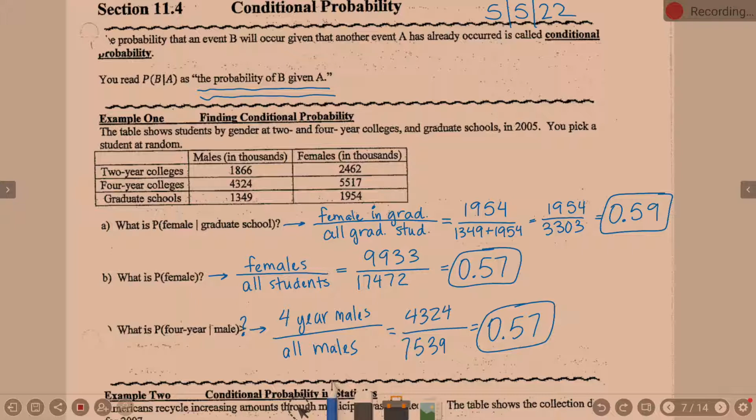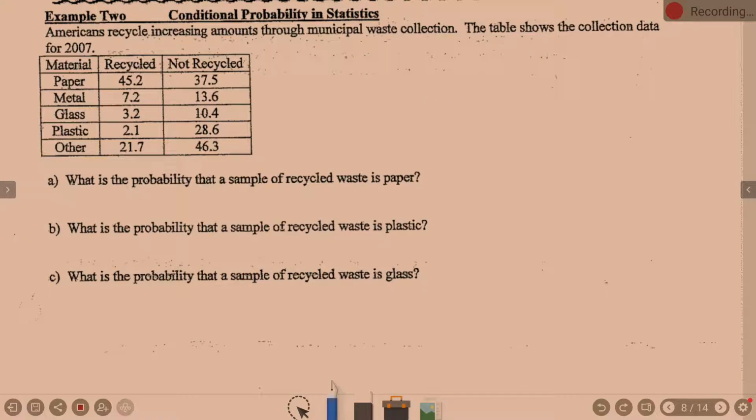Okay. Questions on that section? Did we kind of get a feel for it? Let's go to the next section. Example 2. Conditional probability and statistics. Americans recycle increasing amounts through municipal waste collection. The table shows the collection data for 2007. So, we have it broken down into materials: paper, metal, glass, plastic, and other. And we have recycled versus not recycled.